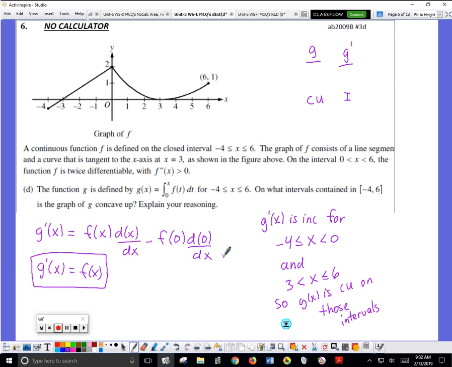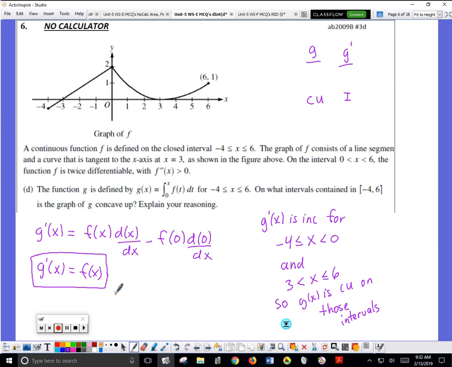But d of 0 over dx would be 0. So this is gone. dx would be 1. So I figured out that G prime really is just that. Okay, I've seen a lot of AP problems where that does happen. Please just don't skip this step and assume that it always happens. They'll trap you the moment you do that.